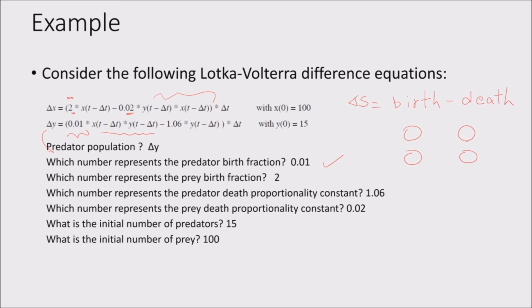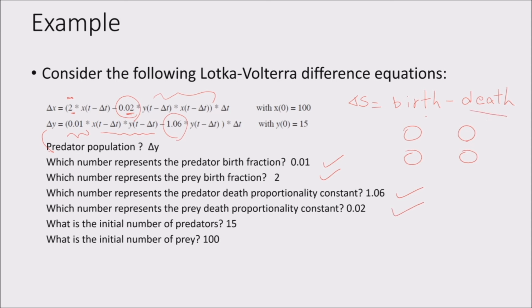The prey is the first one, and the birth part is that right there. The death proportionality of the predator is this one right here, because it is birth minus death. And the number representing the death proportionality constant for the prey is right here, because the death is the one coming at the end.